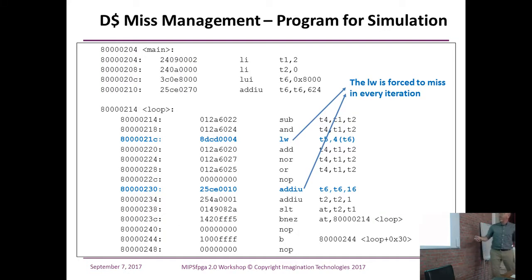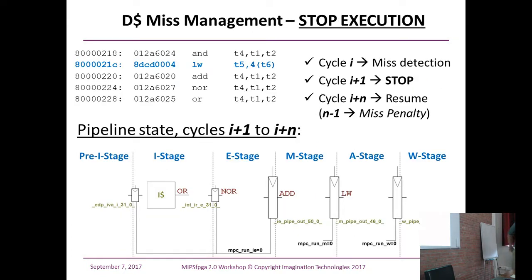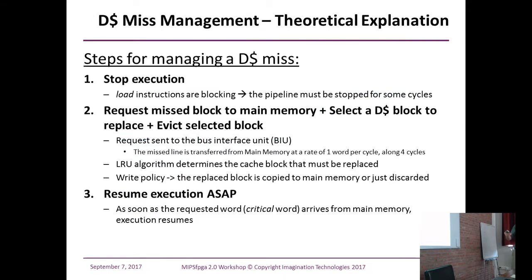For this part, we always use the same program. Let me highlight something here. We have a load instruction here that we force to miss in every iteration. We force a cache miss, a data cache miss in every iteration for this instruction, right? That way we can observe what happens there. So let's go. We said we need to do three main things. Let's go through them now.